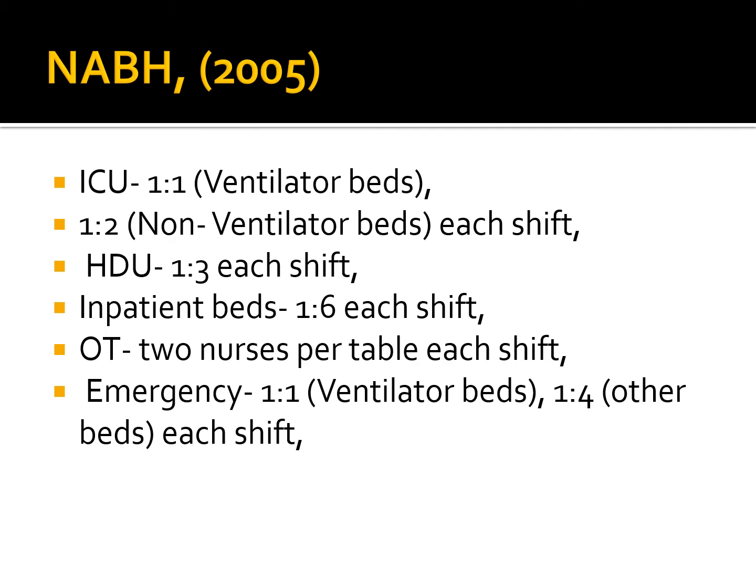Lastly, about NABH recommendation in 2005. NABH is nothing but National Accreditation Board of Hospitals. ICU 1:1 for ventilated bed. If non-ventilated bed, the ratio is 1:2, that is in each shift. In high dependency unit, 1:3 in each shift. For inpatient ward or bed, there must be 1:6 per shift. For OT, 2 nurses per table in each shift. In emergency department, 1:1 staff patient ratio for ventilated bed and 1:4 for other non-ventilated bed or other normal bed. It must be per shift.